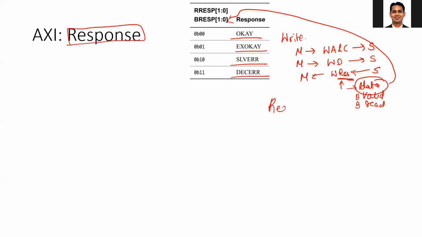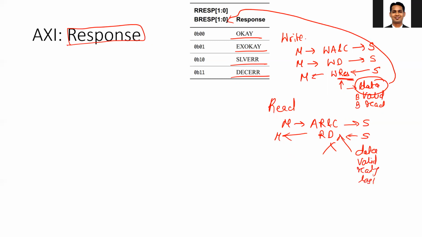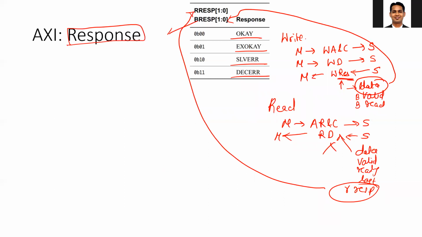Now in the read transaction, the master sends the address and read control information to the slave. Then the slave sends the read data to the master, and there is no separate response. But inside this read data there is a data signal, valid, ready, it can be last also, and in addition there is a response signal. So this response signal is part of the write response channel, and this response signal is part of the read data channel. You need to be careful about this one.